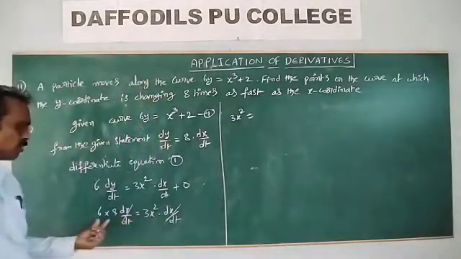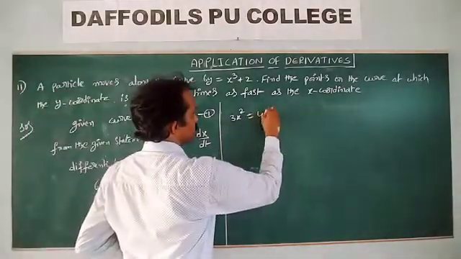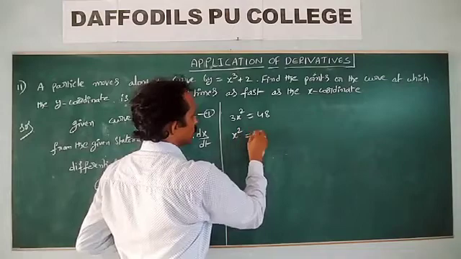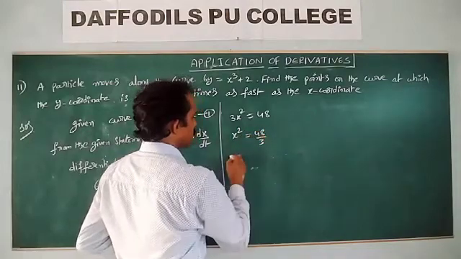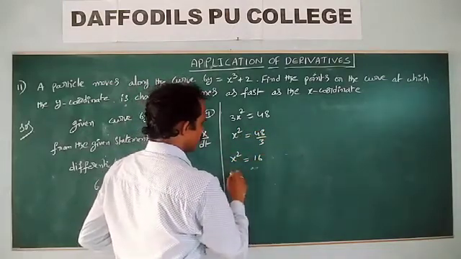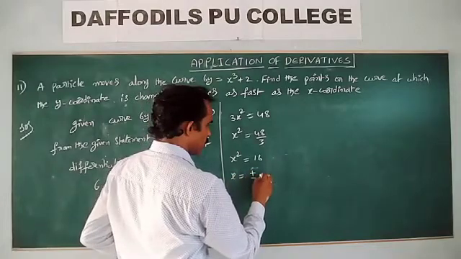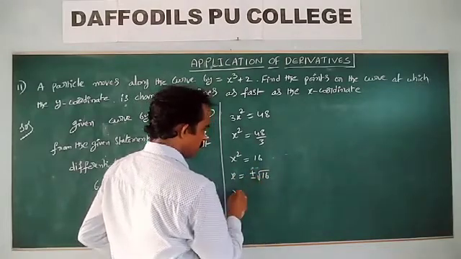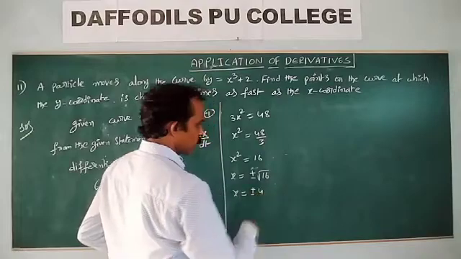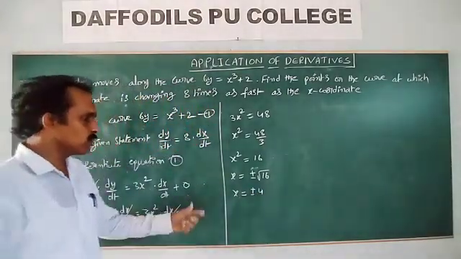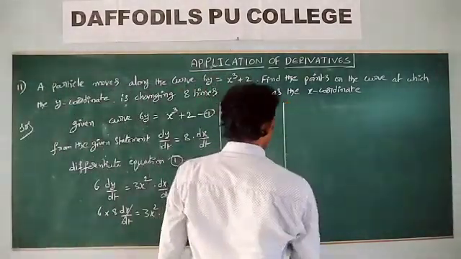That implies 3x square is equal to 48. X square is equal to 48 by 3. X square is equal to 16. X is equal to plus or minus root 16. X is equal to plus or minus 4. So those are the 2 points we need to find.